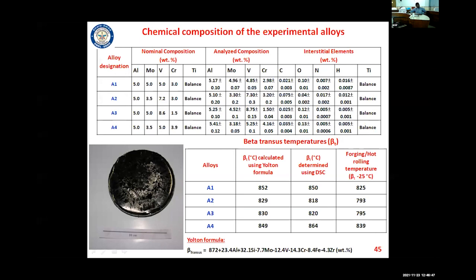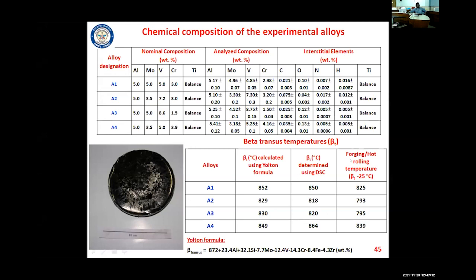As I mentioned, all 4 alloys were produced in the form of a pancake with a thickness of 12 mm and a diameter of 100 mm. Here you can see the beta transus temperature, which we calculated using an empirical formula theoretically, and also determined using differential scanning calorimetry, DSC. You can see that these are very close.